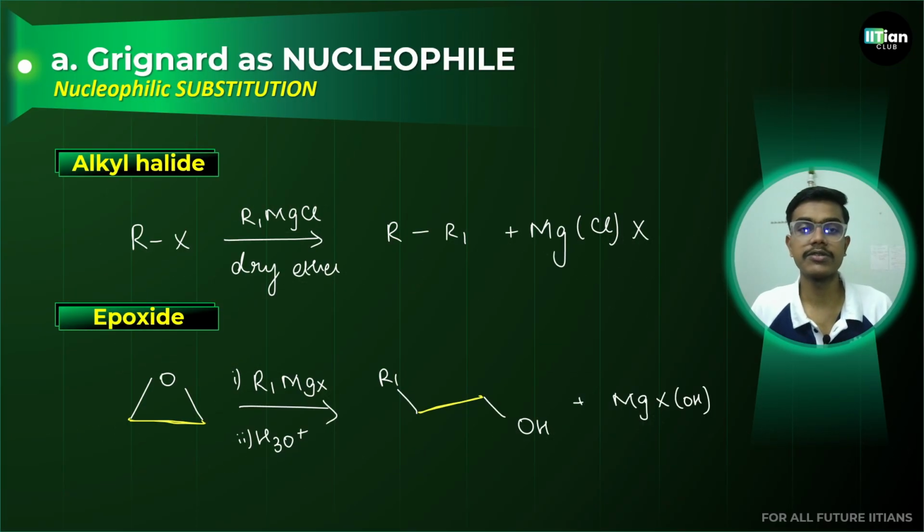Next we have nucleophilic substitution of Grignard reagent. Here you can see RX, alkyl halide.